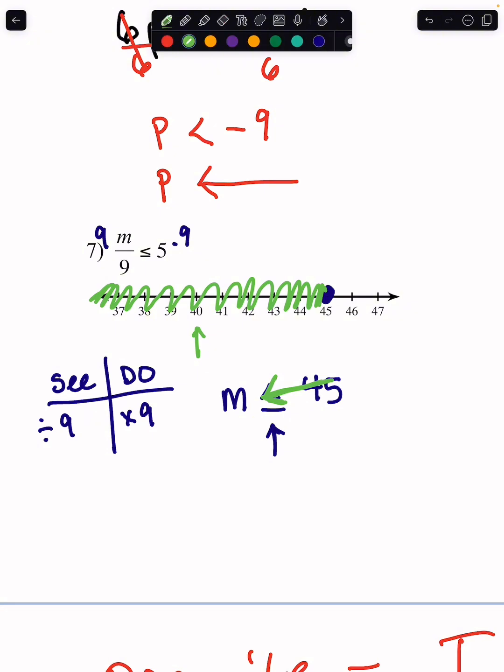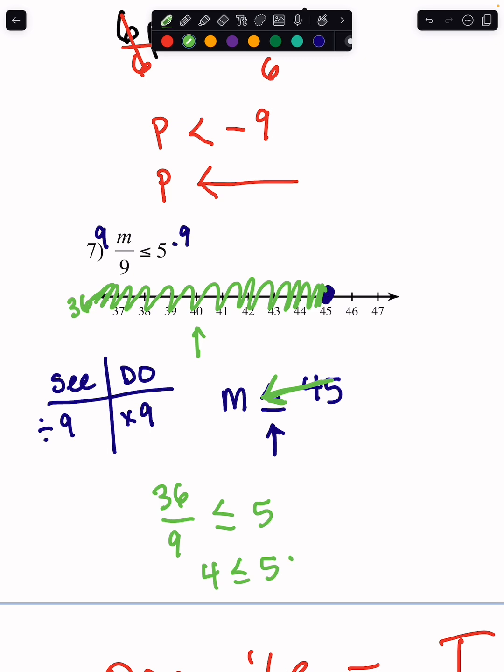36 divided by 9 is less than or equal to 5. Is that true? 36 divided by 9 is 4. 4 is less than or equal to 5. This is true. If you shade the wrong way, it'll be false.